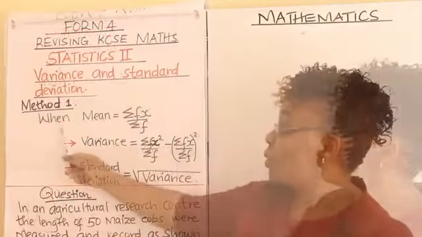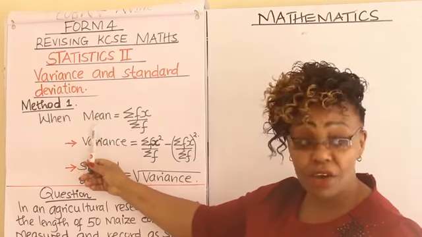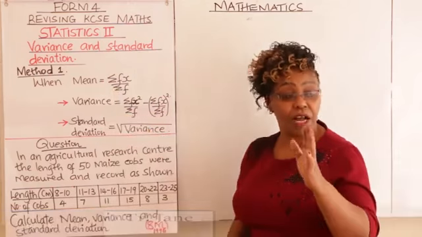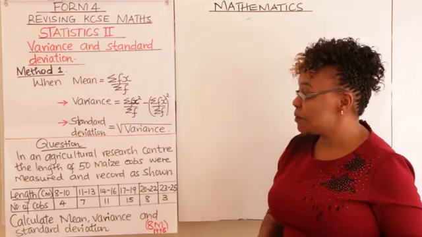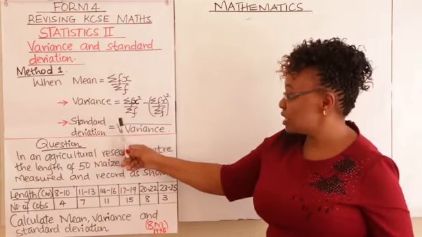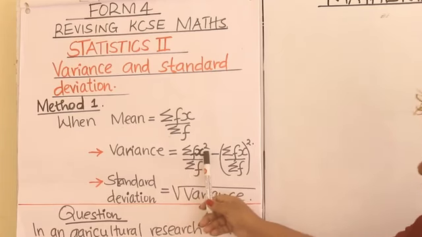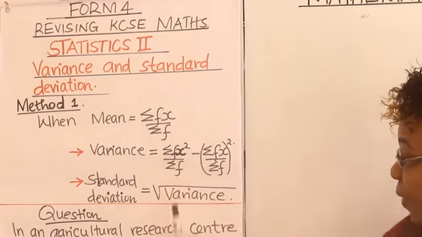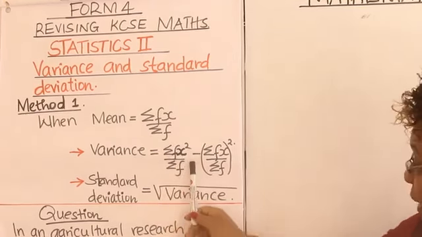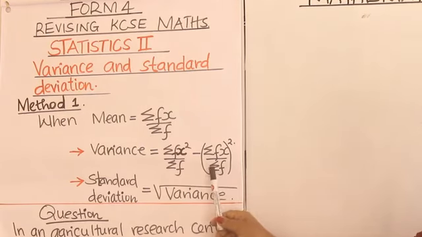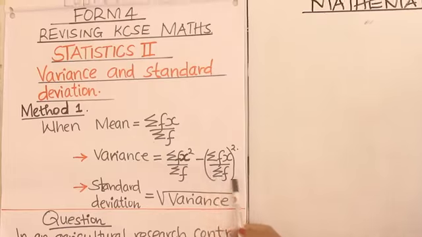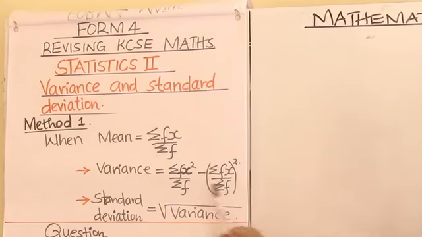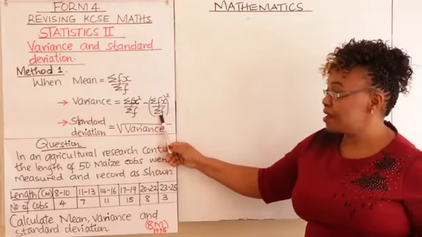The first method is when you have calculated your mean using this formula, sum of fx over sum of f. When you have calculated it using this method, variance is got by this formula here: sum of fx squared, divided by sum of f, minus sum of fx over sum of f, all squared. In other words, this is the mean that you have calculated in the first step. So it is important to put this formula in mind.